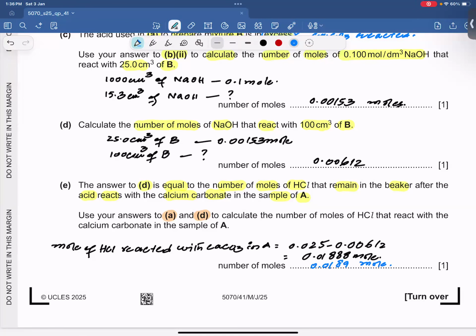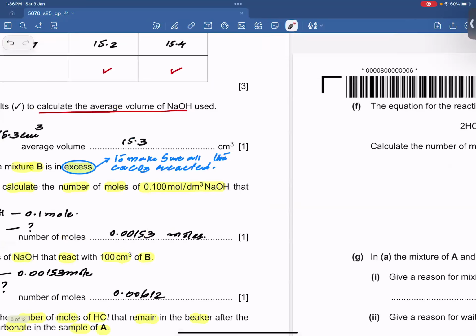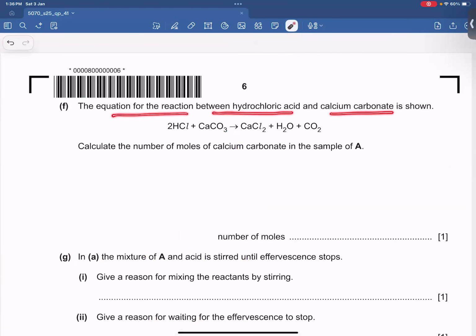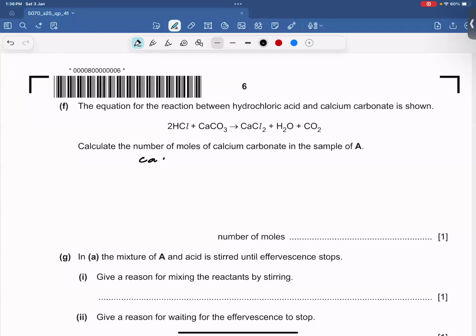Let's move on to the next part of the question. We have got the moles of HCl from here, 0.0189. The equation for the reaction between hydrochloric acid and calcium carbonate is shown. Calculate the number of moles of calcium carbonate. We have a 1:2 ratio according to the equation. This is 1 mole, this is 2 moles.